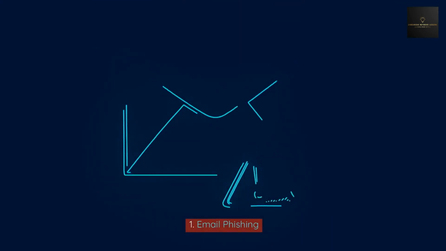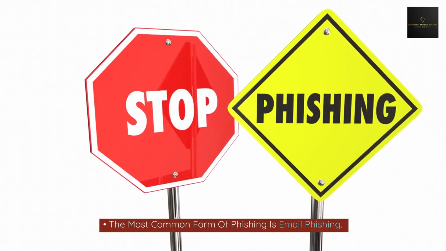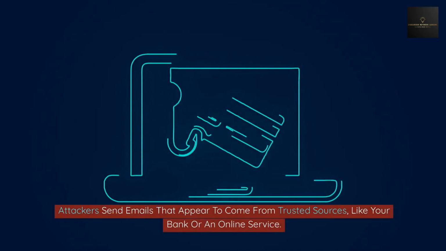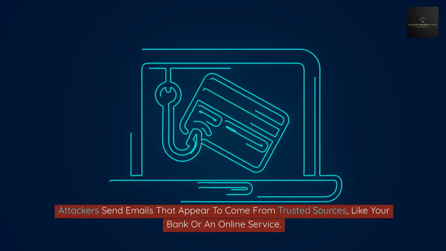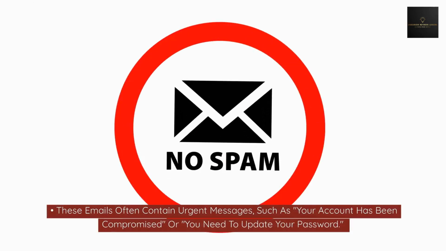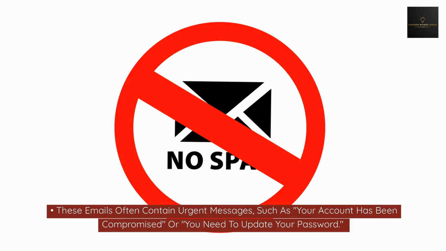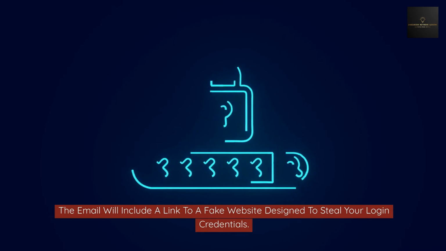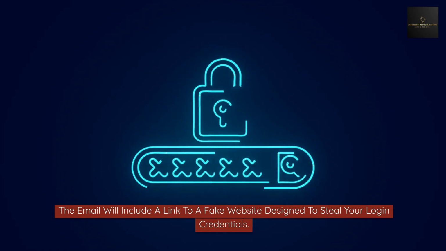1. Email phishing. The most common form of phishing is email phishing. Attackers send emails that appear to come from trusted sources, like your bank or an online service. These emails often contain urgent messages, such as your account has been compromised or you need to update your password. The email will include a link to a fake website designed to steal your login credentials.